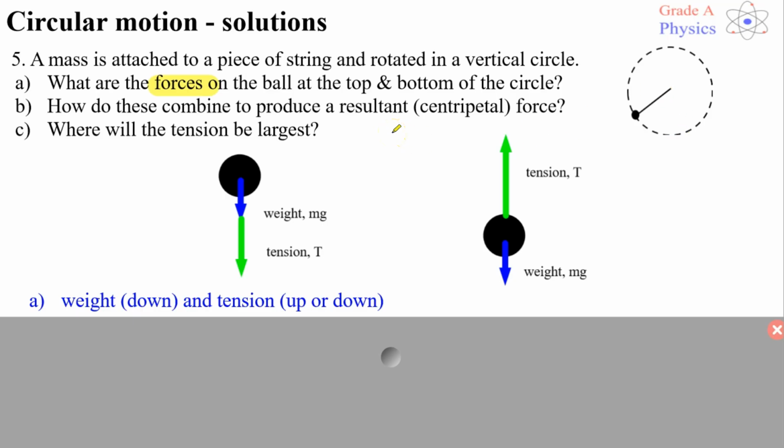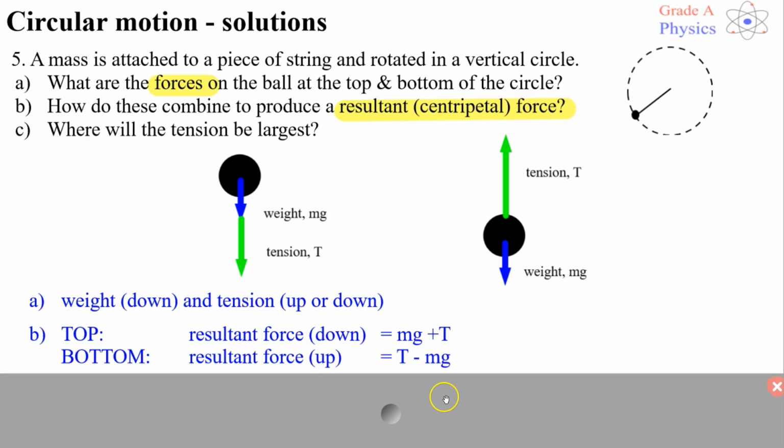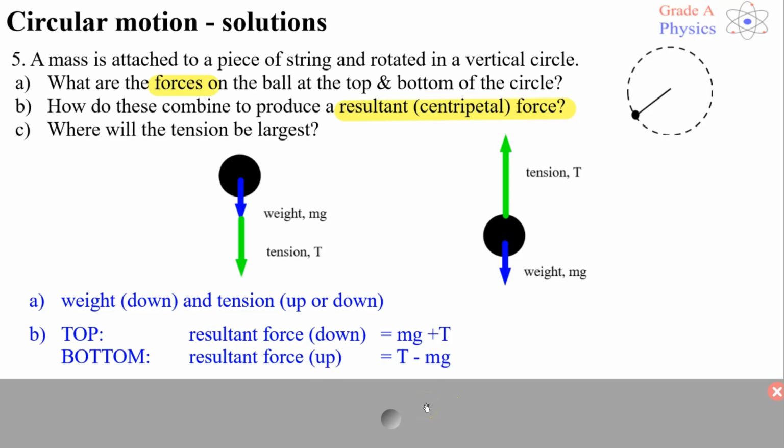So we identify the forces. There are only two forces. So question part B, they combine together to make the resultant force, and the name we give to that resultant force is the centripetal force. So that's really, really important. Sometimes students think that the centripetal force is an additional force, a third force. That's not true at all. It's the name we give to the resultant force of, in this case, the weight and the tension.